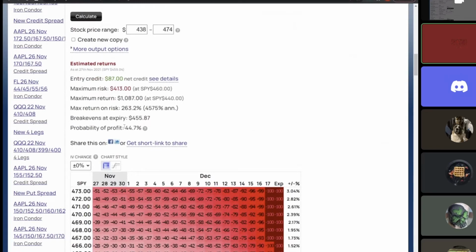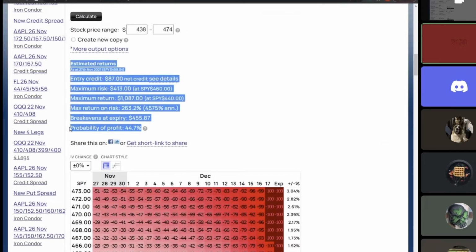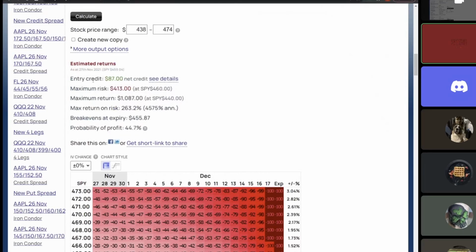Okay. We've now increased our probability, right? Here's our probability. So we're at 44% probable. Now we're actually collecting $87. So by doing this trade, my broker is going to give me $87 in my account also. Okay, my risk is now 413. That's my total risk. That's what we wanted to say.